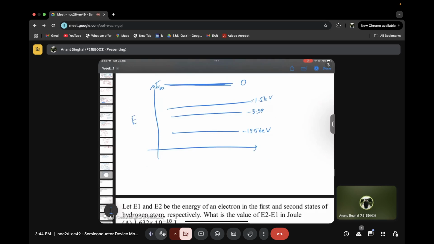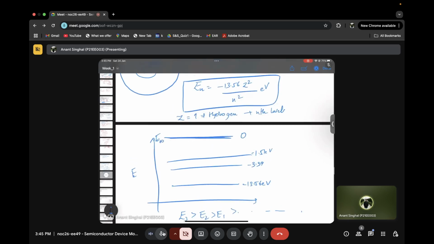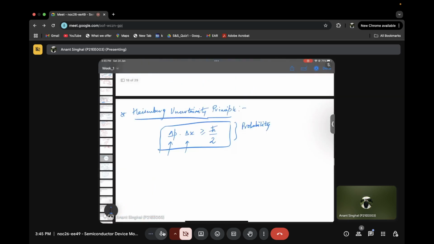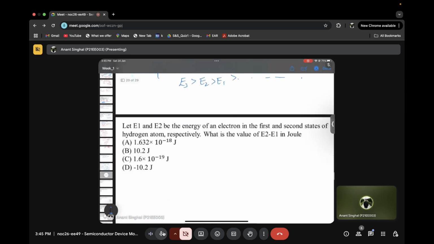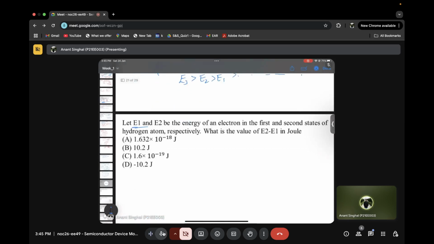So as you can see here, as we are moving away from the nucleus, we have higher and higher energy. This is what the basic discretization of energy means. And here the question asks for the change between, let's say, E1 and E2, the energy levels of the first and second stages. So what do we need to find? We need to find E2 minus E1.